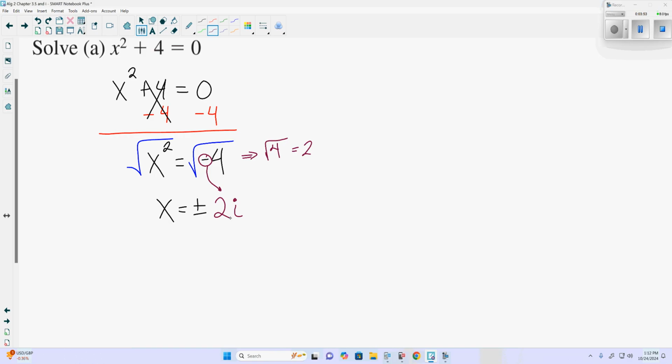And so what that tells us is that the solution for this here, the value of x that will make this be 0, is either positive or negative 2i. Questions on this here?